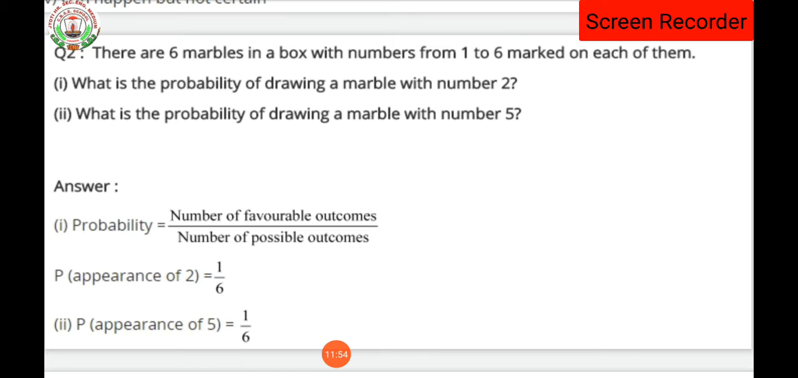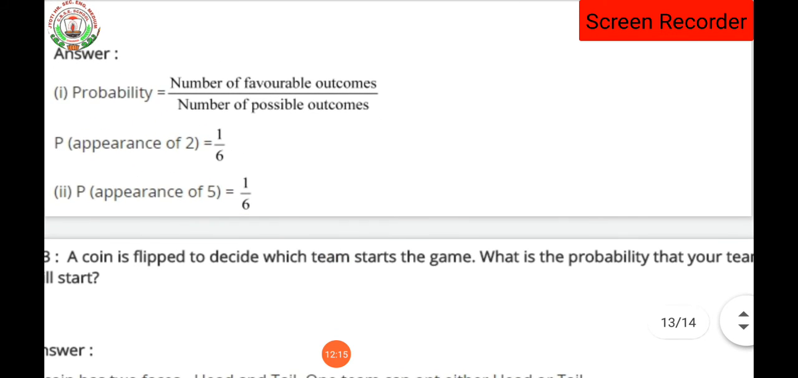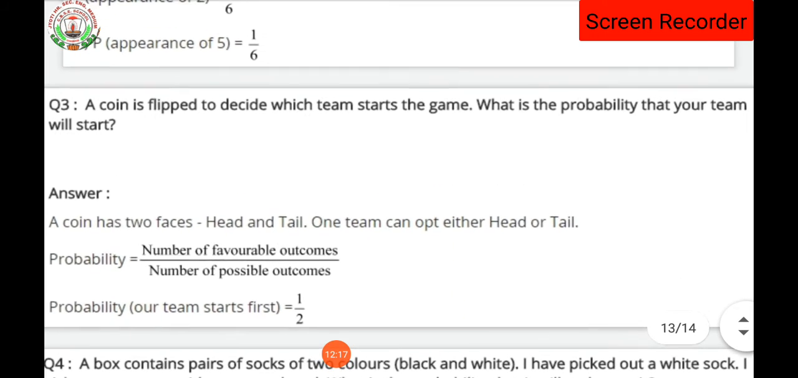जो टोटल होता है वो डिनोमिनेटर में आएगा, और जो हम 2 नंबर वाले मार्बल्स को कितने बार निकाल सकते हैं? हम 6 में से एक ही मार्बल 2 है तो वो 1 by 6 होगा. ठीक है. सेम उसी तरह टोटल मार्बल्स 6 है और उसमें 5 नंबर वाले मार्बल्स कितने हैं? एक है तो वो न्यूमरेटर में है. सो दैट इज़ 1 by 6 फॉर बोथ. नेक्स्ट क्वेश्चन नंबर 3.